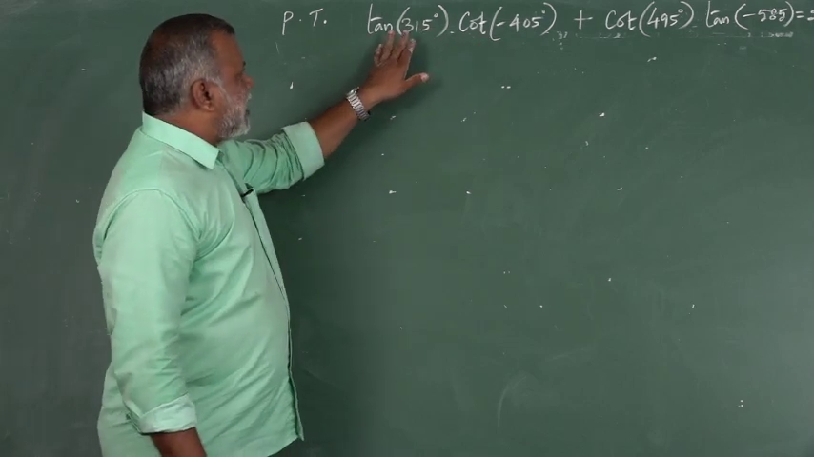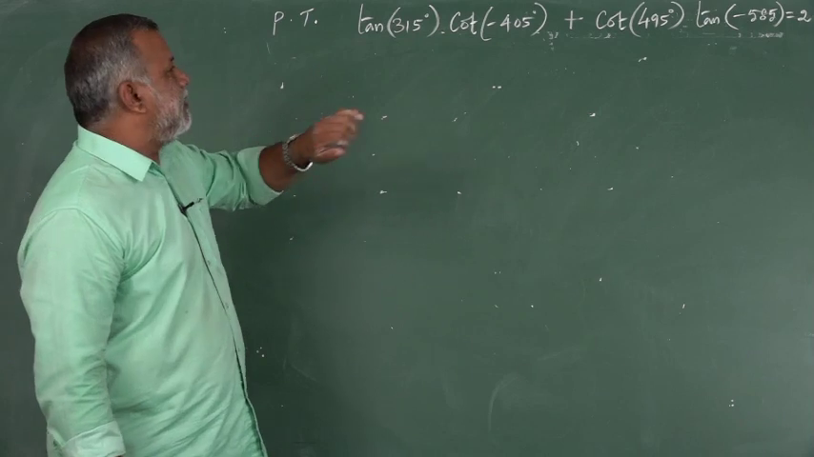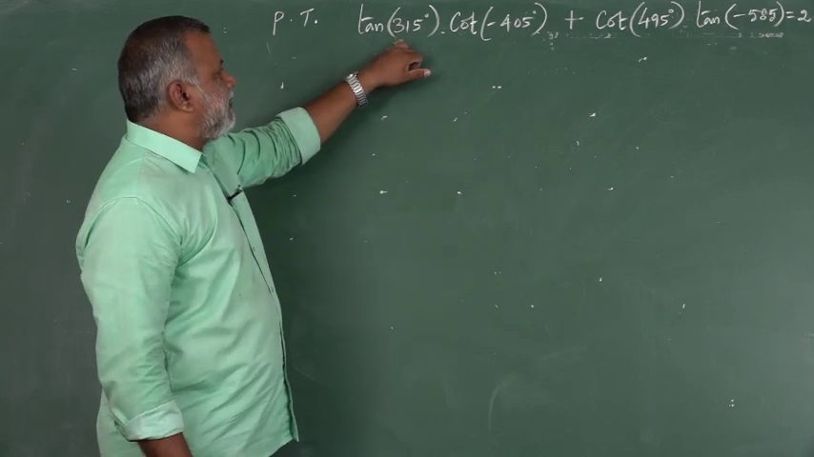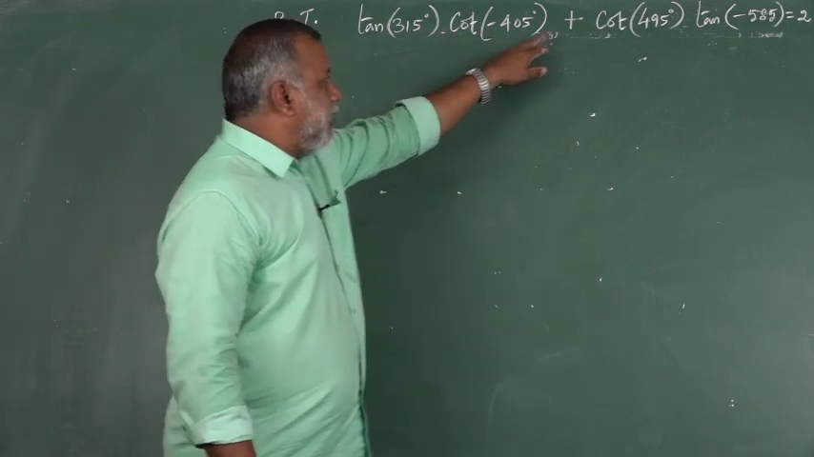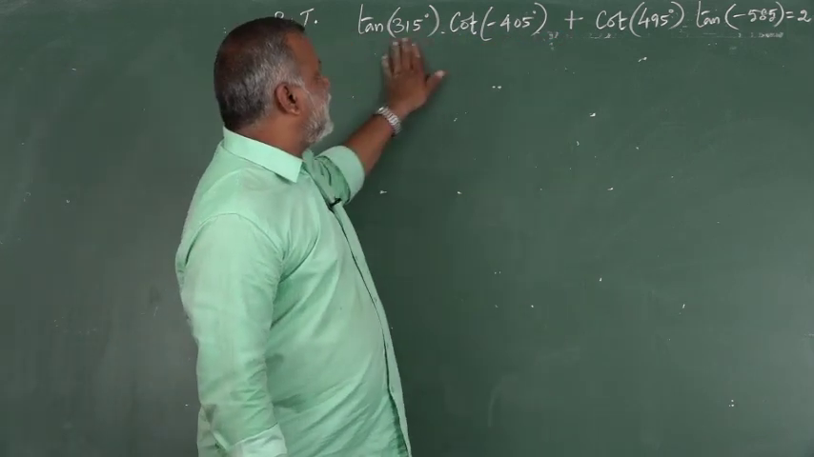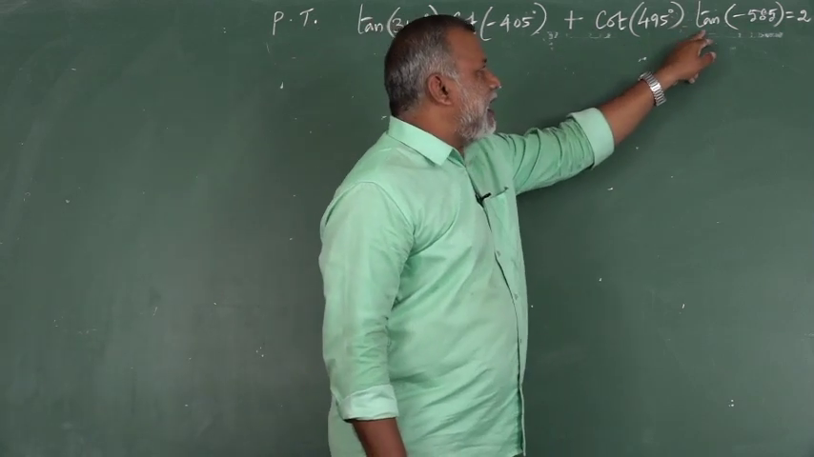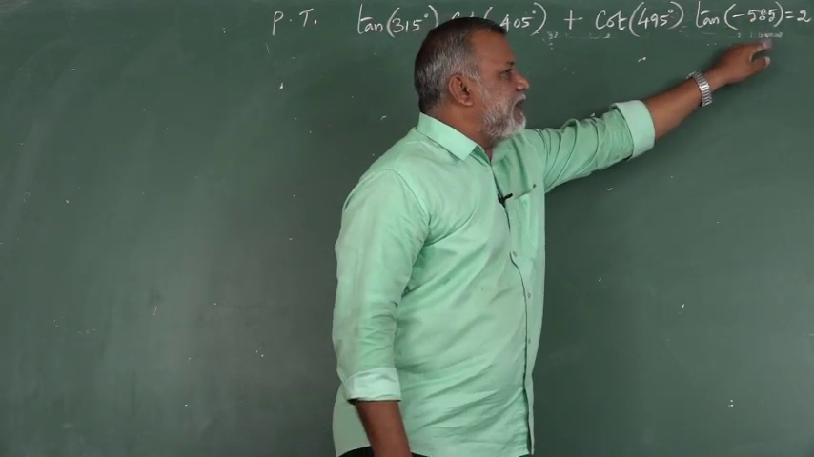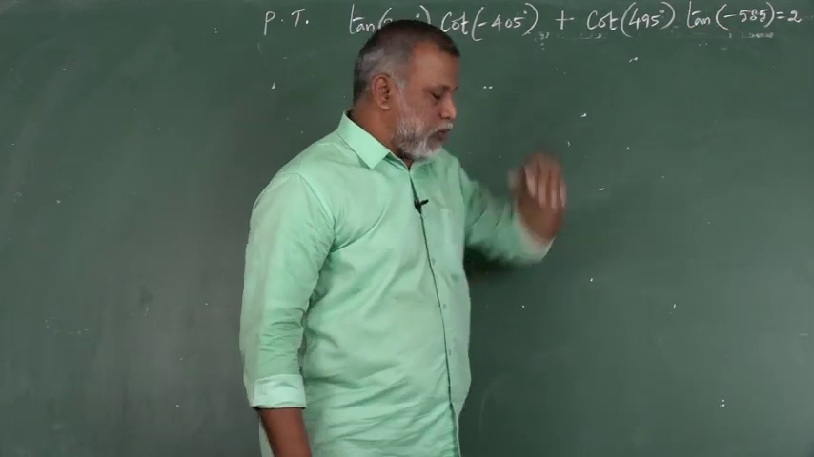See here, we have 4 different trigonometric values given: tan 315, cot of minus 405, again you have a positive symbol, here these two are multiplying, cot 495, then tan of minus 585. Then by simplifying these 4 values, we can get the number 2.